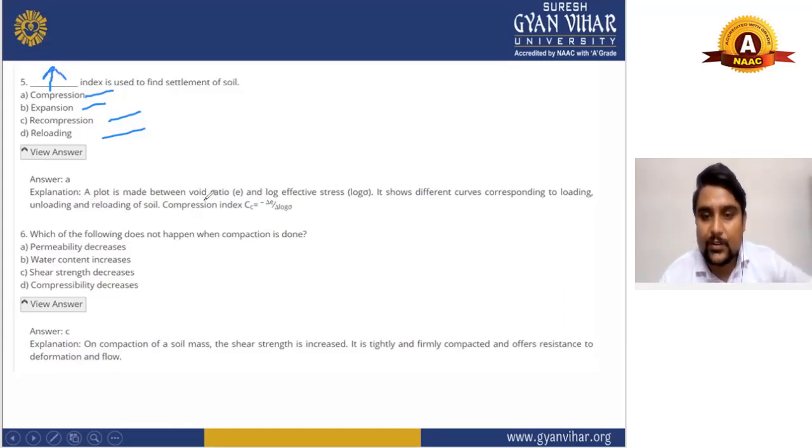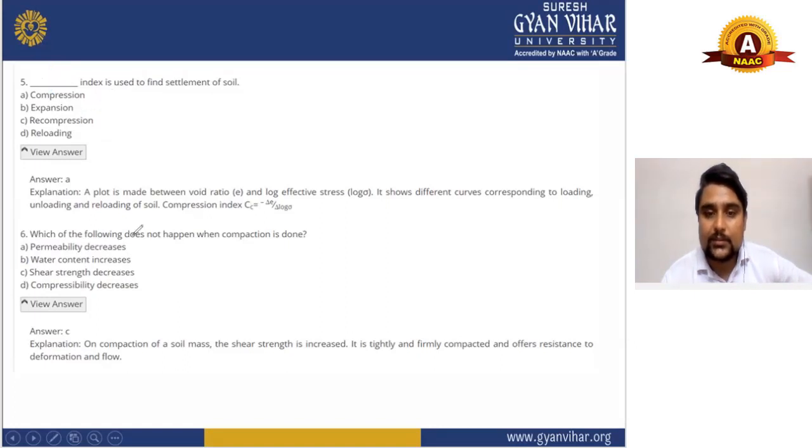Here is the explanation. A plot is made between void ratio and log of effective stress. It shows different curves corresponding to loading and reloading of soil. Compression index is shown by this formula. The right answer here will be compression. Compression index is used to find the settlement of soil.